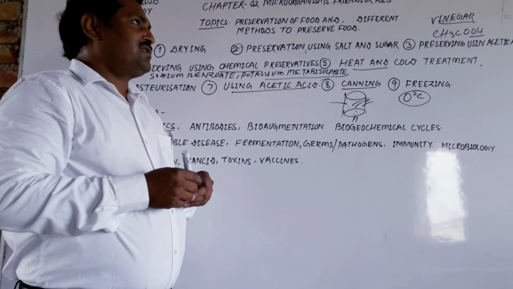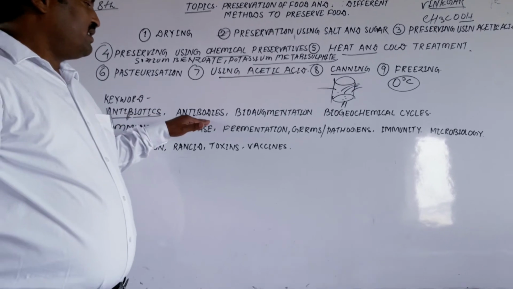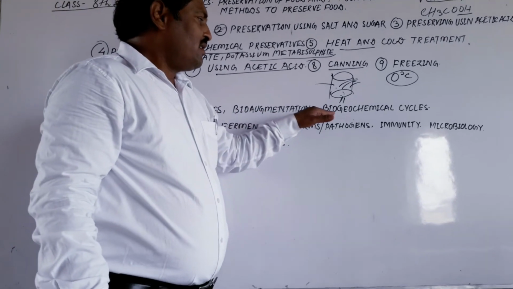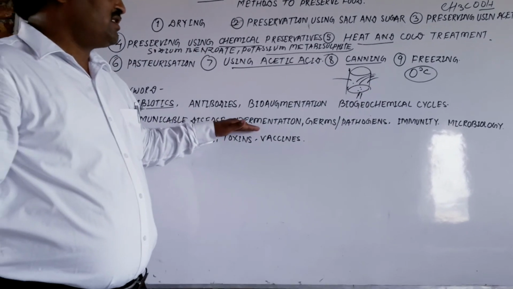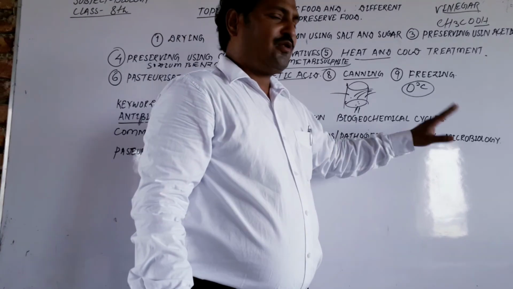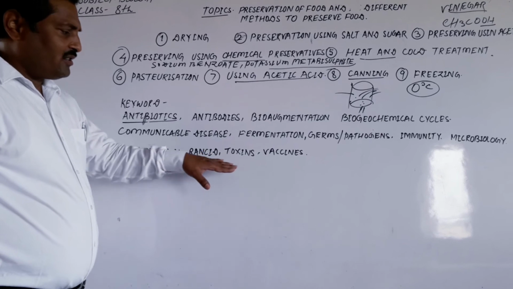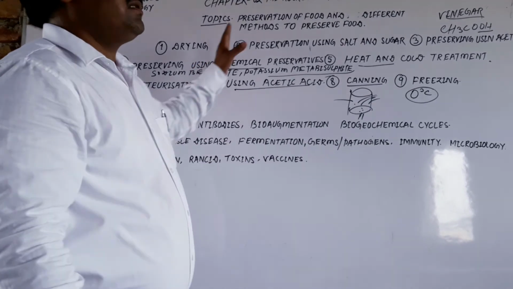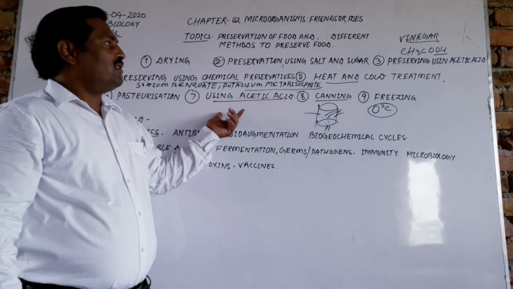So dear students, now we will discuss some keywords: antibiotics, antibodies, bioaugmentation, biogeochemical cycles, communicable disease, fermentation, germs and pathogens, immunity, microbiology, pasteurization, what is rancid, what are toxins, vaccines. All these topics we will discuss in this session of online class.